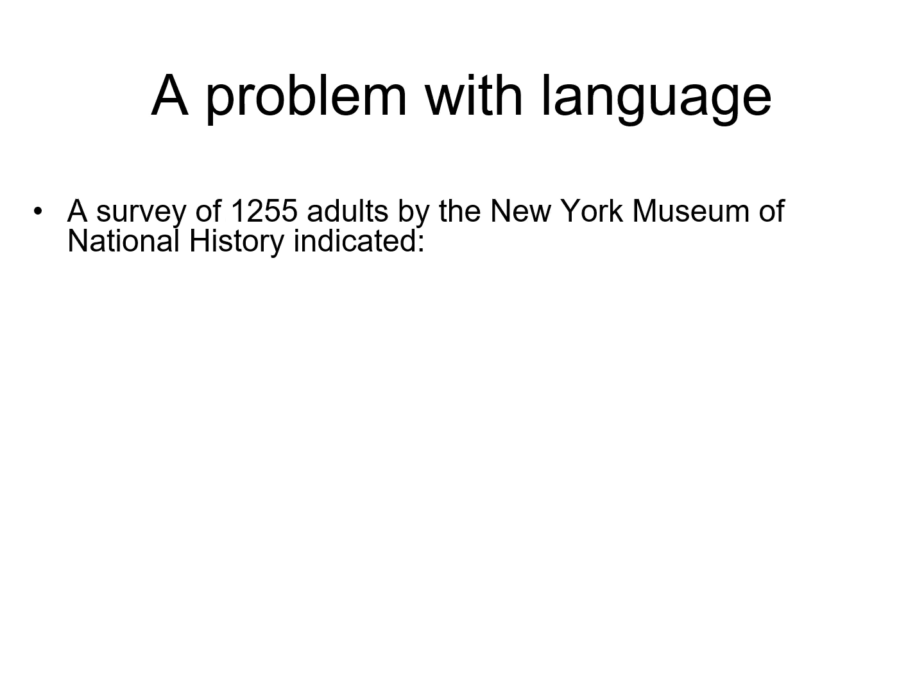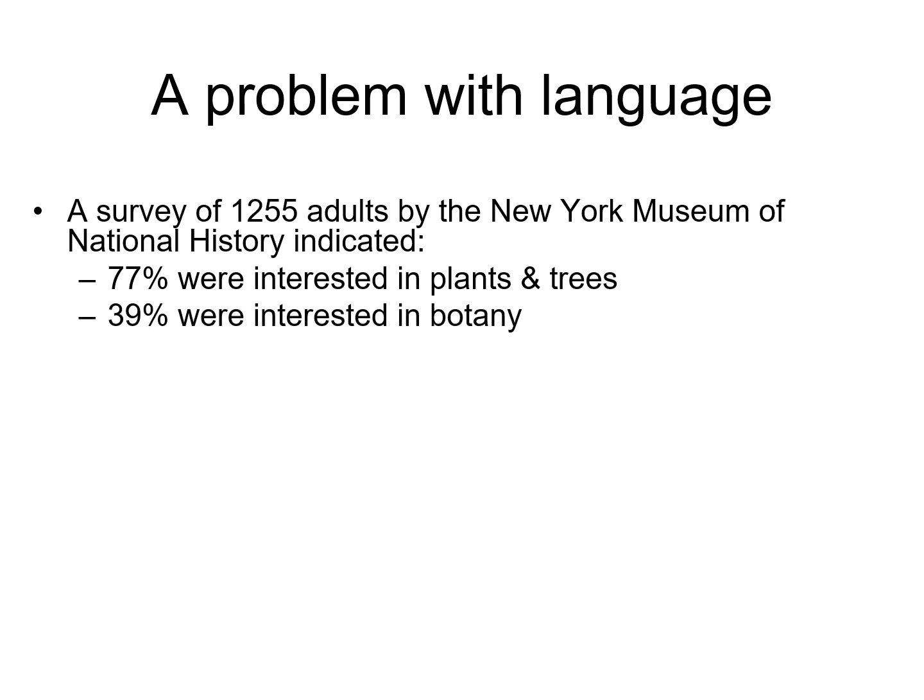So, a problem with language. Let's just briefly discuss some of the issues here. A survey of 1,255 adults by the New York Museum of Natural History indicated the following. 77% reported they were interested in plants and trees. However, only 39% were interested in botany, which is the study of plants and trees. So again, this kind of gives you an idea of understanding of the questions.